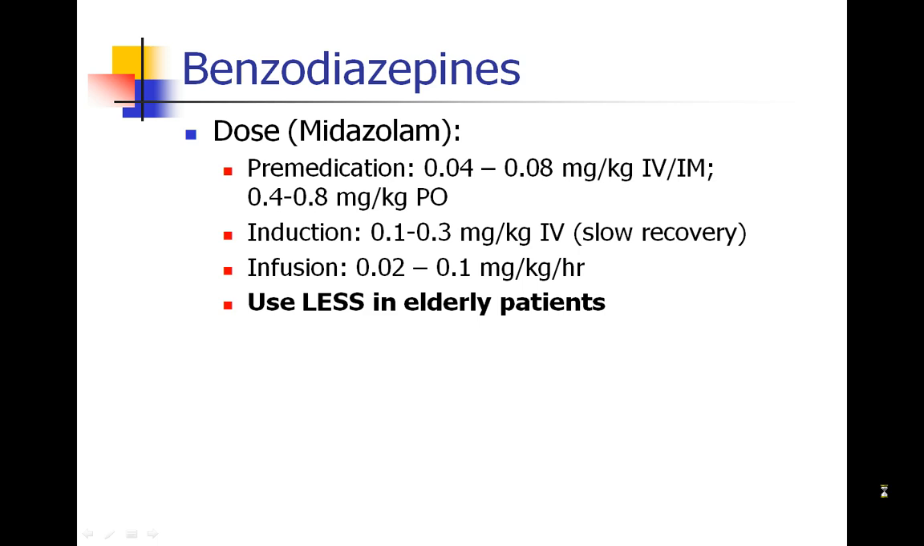Induction of anesthesia, as we said, this is not recommended, but about 0.1 to 0.3 milligrams per kilogram IV. So we're talking like 10 to 30 milligram doses of midazolam IV. And it can be run as an infusion, although you won't see that done very much in the operating room, at about 0.02 to 0.1 milligrams per kilogram per hour. Definitely use very little doses of benzodiazepines in elderly patients.